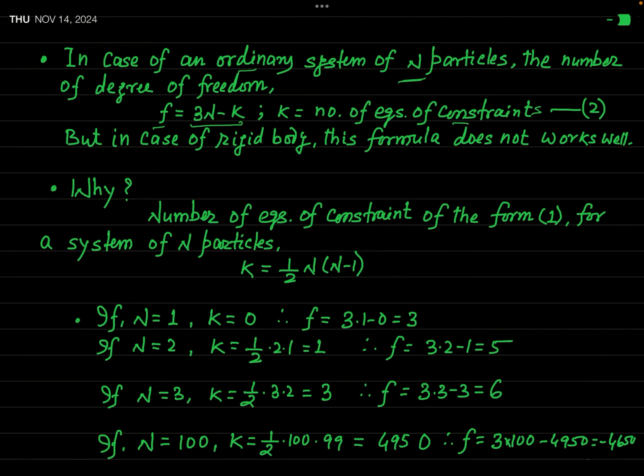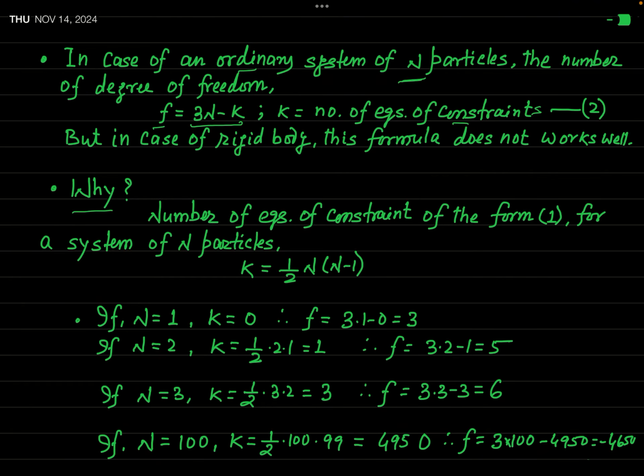But does this formula work in case of a rigid body? The answer is no. In case of a rigid body, this formula does not work well. It may fail. Why does this formula fail in case of the motion of a rigid body for finding the degrees of freedom? Let us now try to understand this. So I have written why this formula does not work in case of a rigid body.